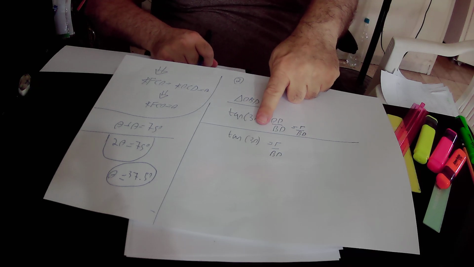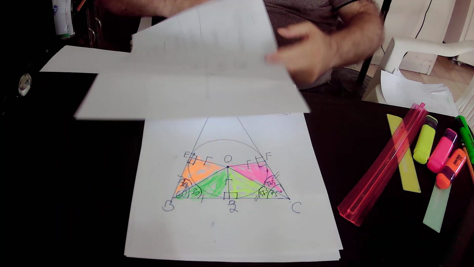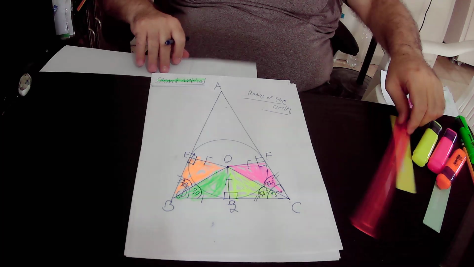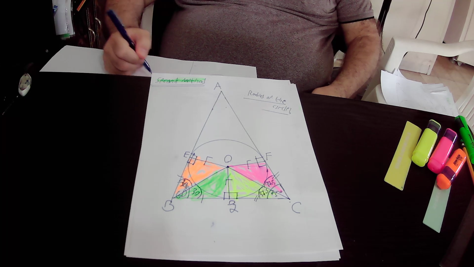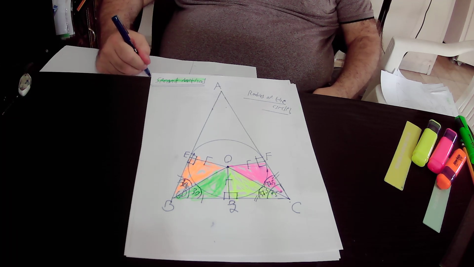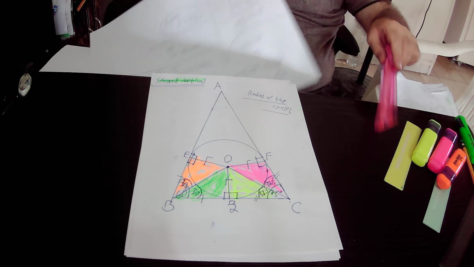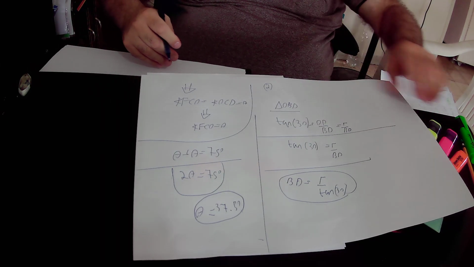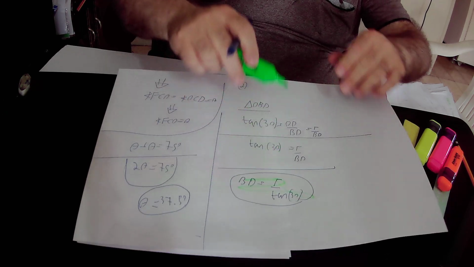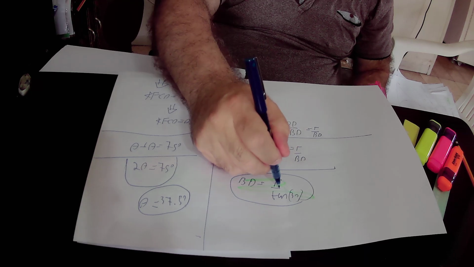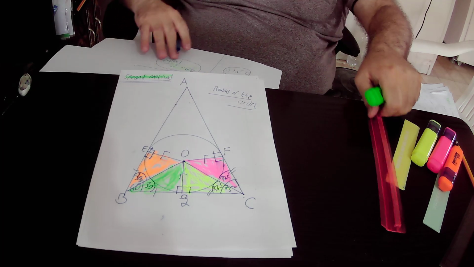Here we'll multiply this equation by BD and then divide it by tangent 30 degrees, and we'll get that BD equals R over tangent 30 degrees. We found out that BD equals R over tangent 30 degrees. We repeat the same process on the yellow triangle ODC.